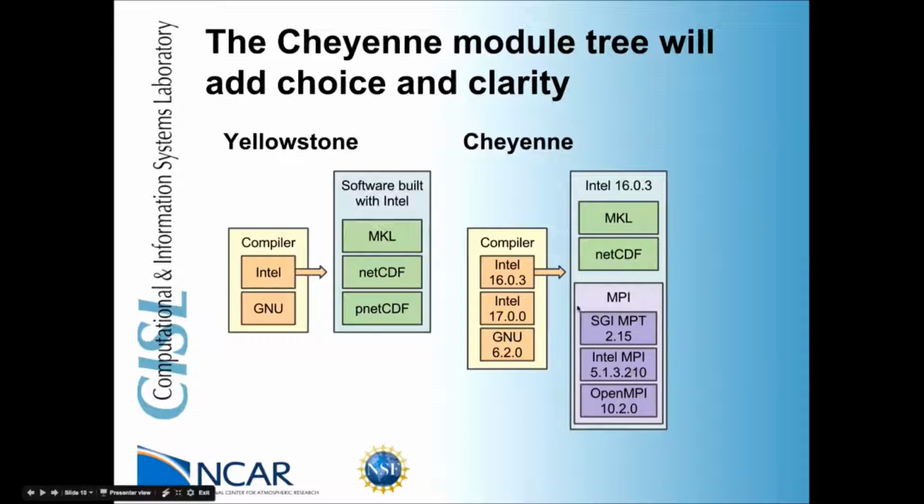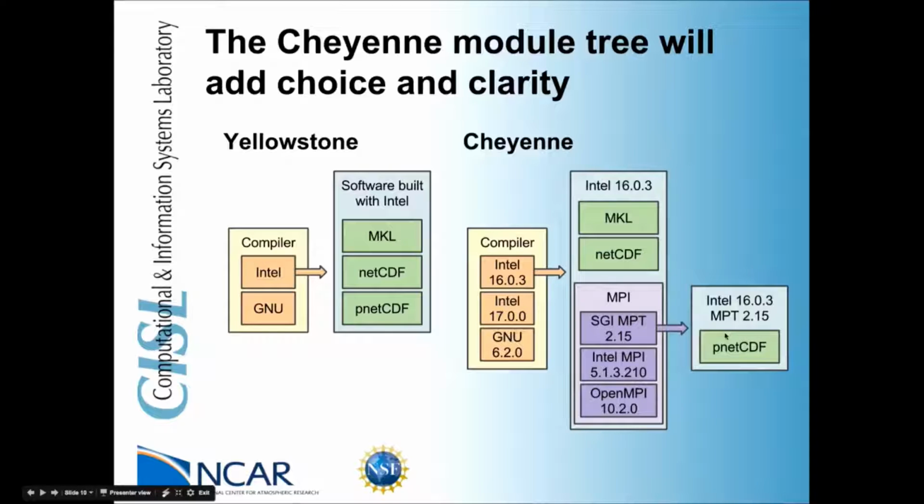We do have a system MPI as well. This is the one provided by SGI. It's the SGI MPT library. Right now we have 2.15 installed, and that's probably the one that you'll go with most of the time. But we'll also have the Intel MPI library, and we have OpenMPI on there. And when you select one of these MPI libraries, then you get another subcategory of parallel software that was built with that compiler and that version of MPI.